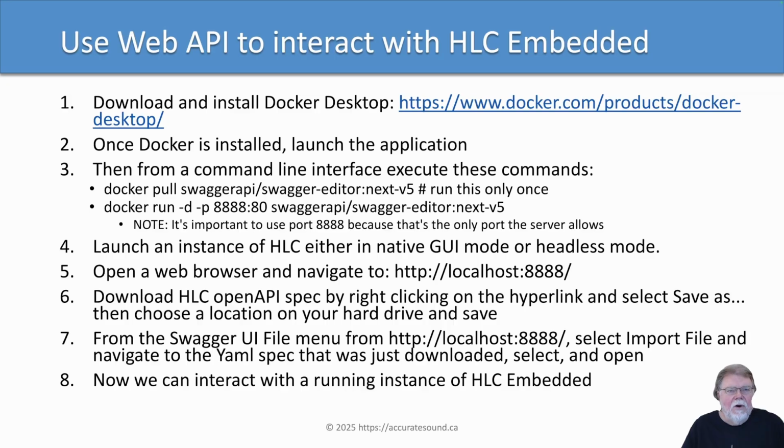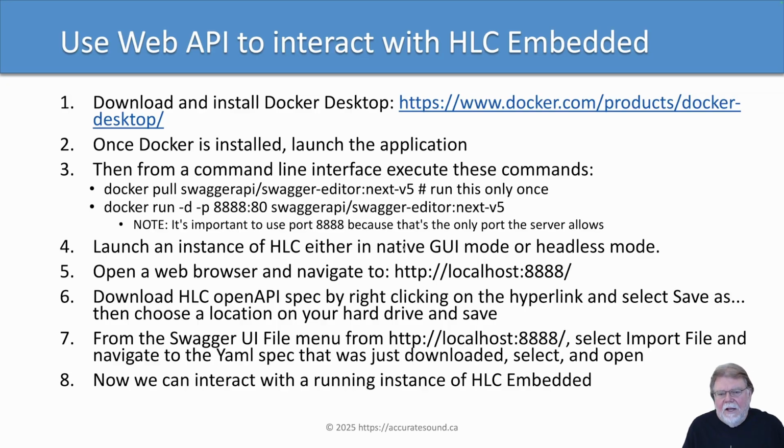Download and install Docker Desktop. It's free for personal use. Once the Docker is installed, launch the application. Then we've got a couple of command lines that we have to execute. The first one is to simply pull down the Swagger UI, and the second one is to start it up running in the Docker instance. And note that we had to use port 8888 because that's the only port that the server allows.